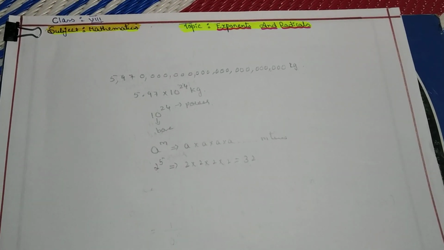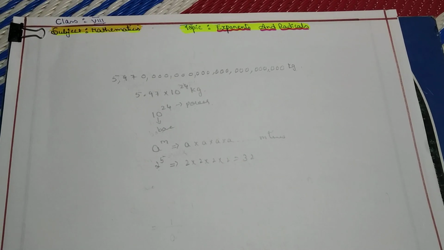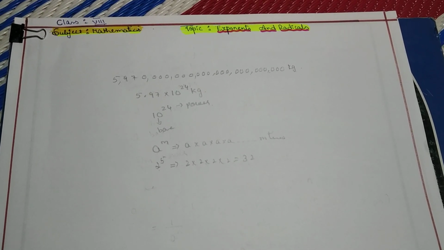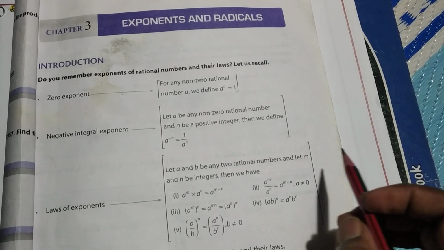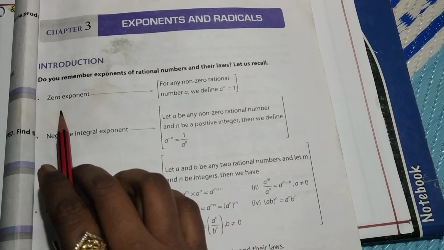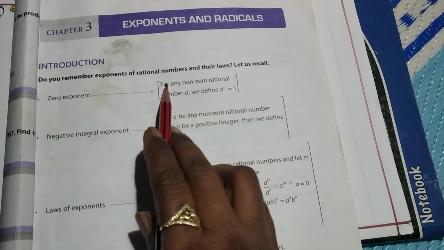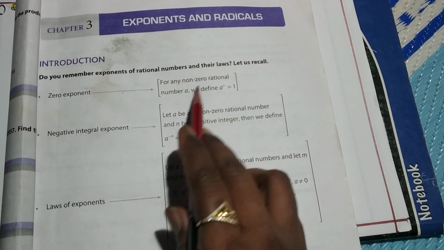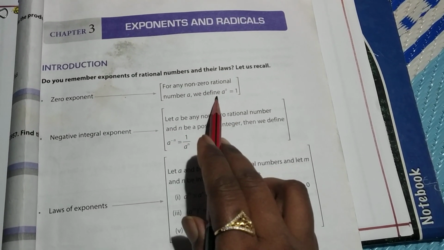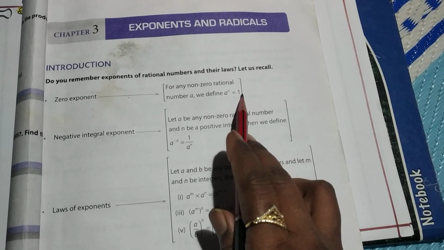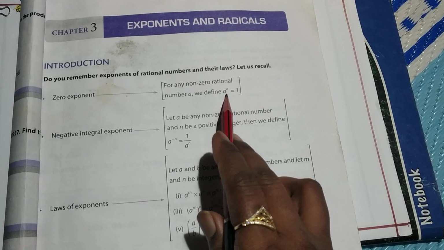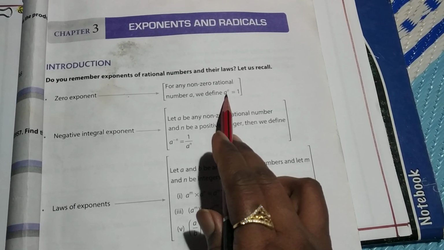We have also come across some laws of exponents in the previous class. Let us recall those laws which we learnt in the previous class. That is the zero exponent. For any non-zero rational number a, we define a to the power of 0 equal to 1, where a should be a non-zero rational number.